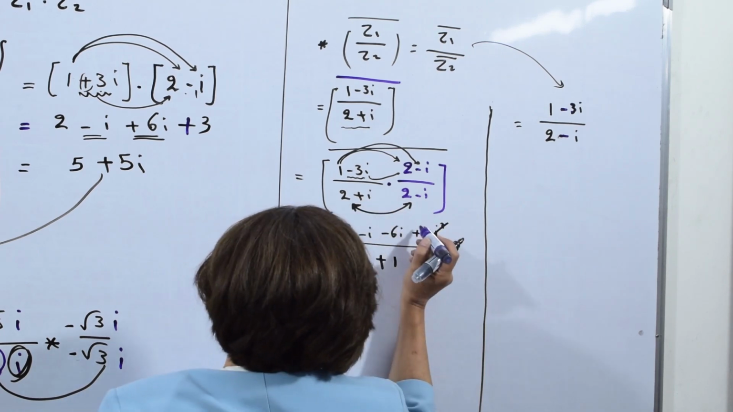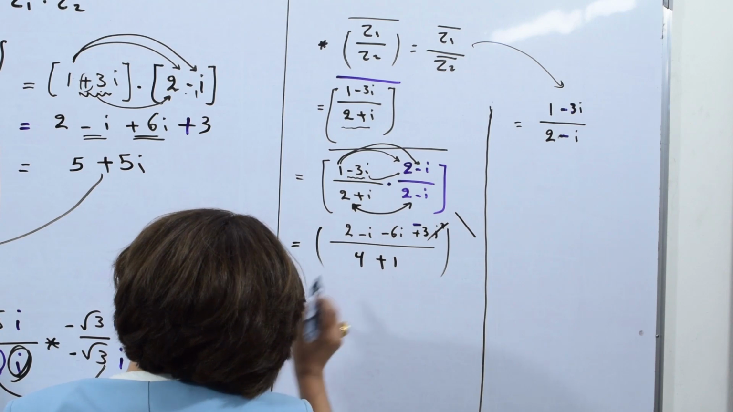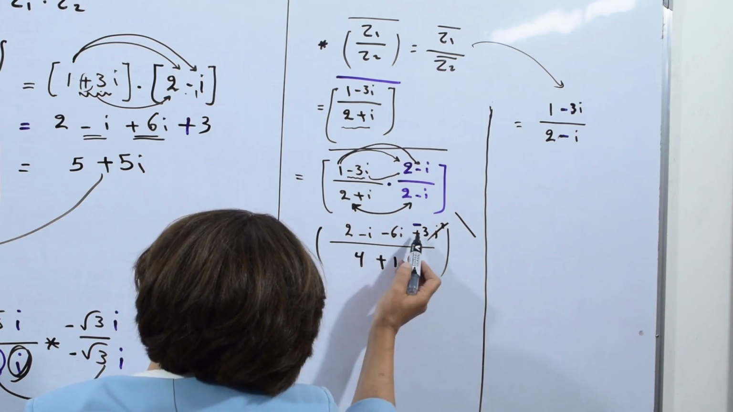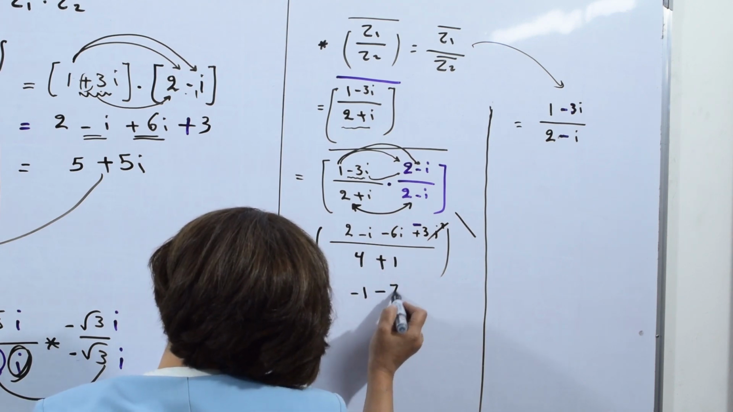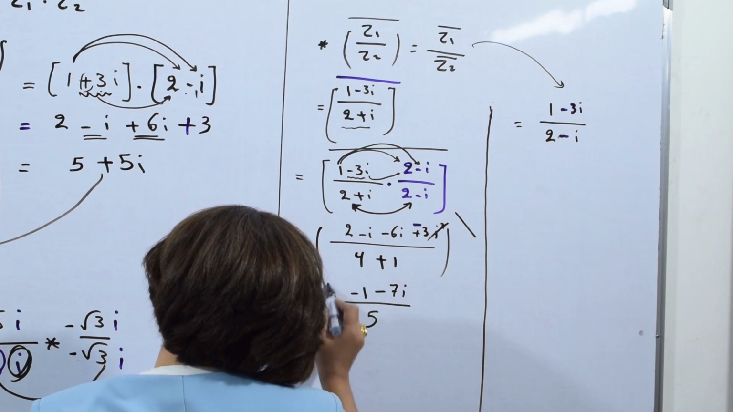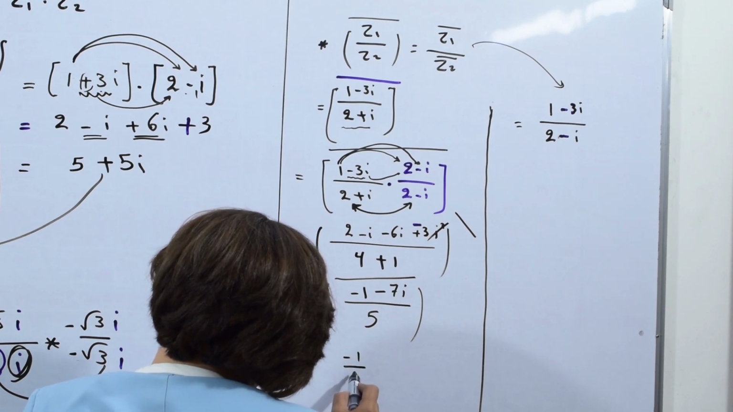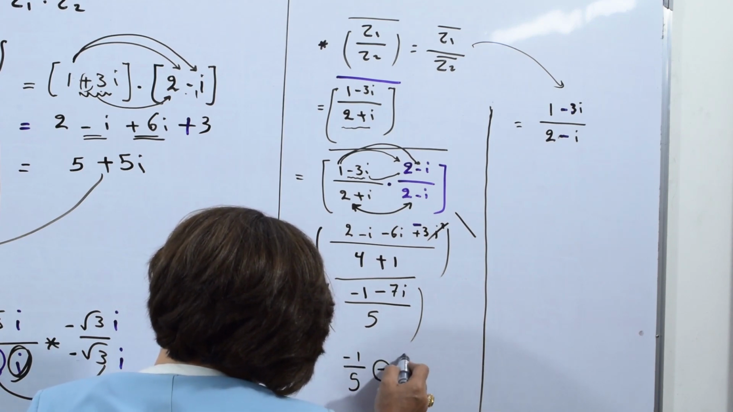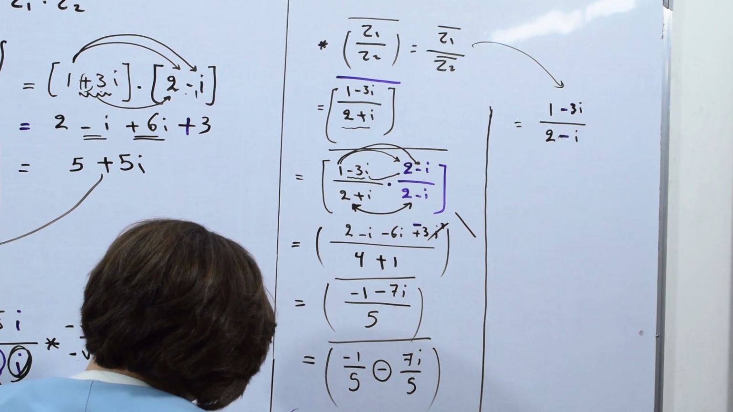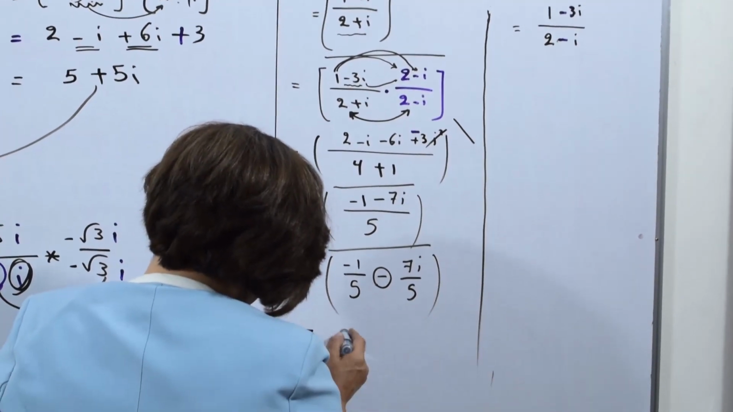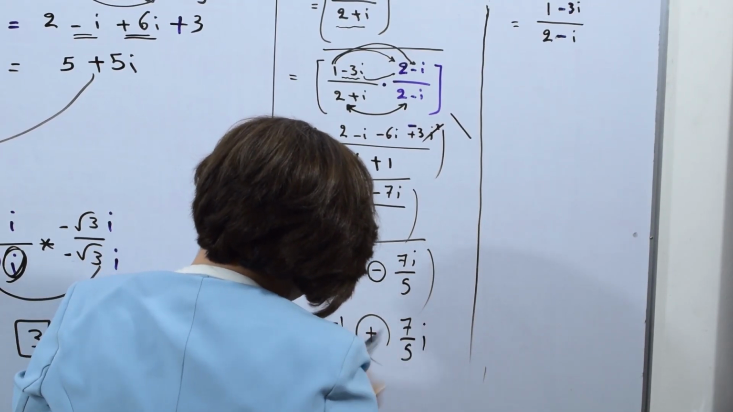Cancel this, change this sign, all of them under conjugate. Give me 2 minus 3, give me negative 1. Negative i with negative 6i give me negative 7i. Dividing on 5, all of them under conjugate. That means minus 1 above 5 minus 7i dividing on 5, all of them conjugate. The conjugate of this number gives me minus 1 over 5 plus 7 divided by 5 times i.